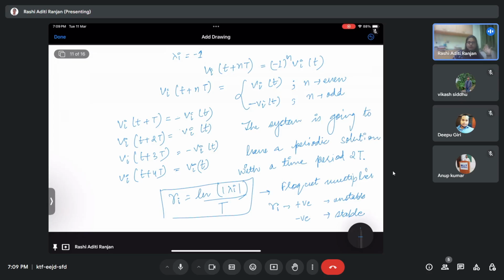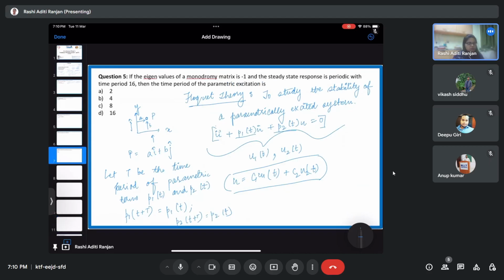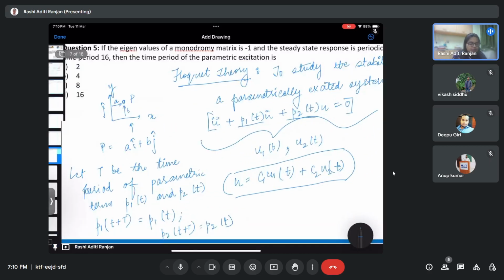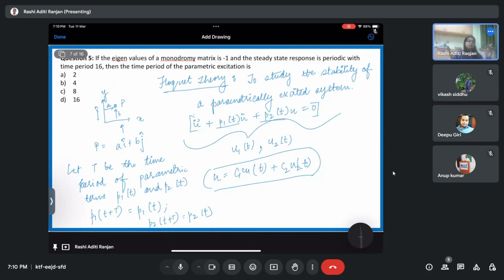This is a very interesting theory. If I say that for the stability in case of a nonlinear system, this is the only theory that exists, because there is no specific stability theory for a nonlinear system. We usually use the Jacobian, we linearize the system, but this is a very nice approach to deal with a parametrically excited system. Okay. So coming on to the question, now it becomes very easy. It is saying that the eigenvalue of a monodromy matrix is -1. The thing which we were considering as lambda i is nothing but the eigenvalue of the monodromy matrix only.